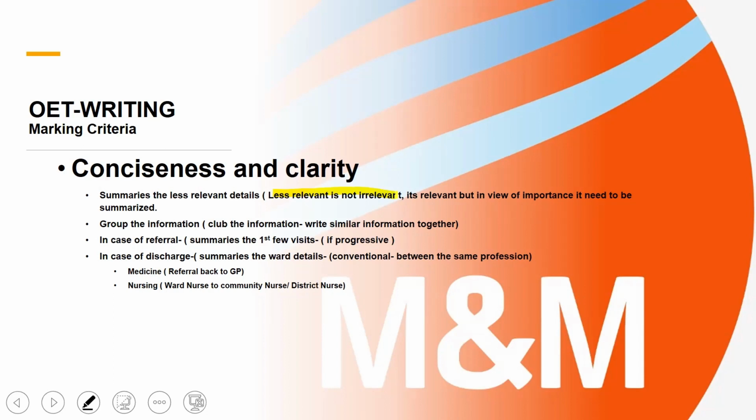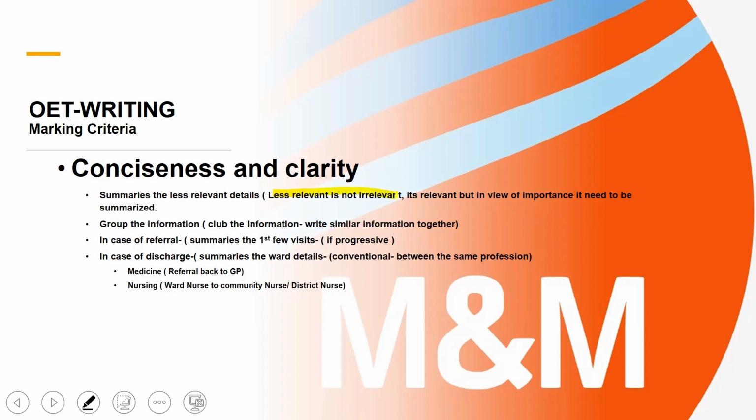In case of a full letter, mostly the first few visits, in case there is a progression of disease, are less important as compared to the recent history. Mostly, I'm not saying always. So we need to summarize if we believe these are information that has been written in repetition, or as compared to today's visit, this should not be expanded. So we have to summarize them down.